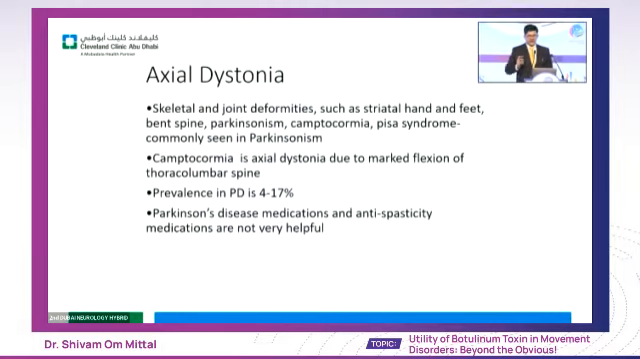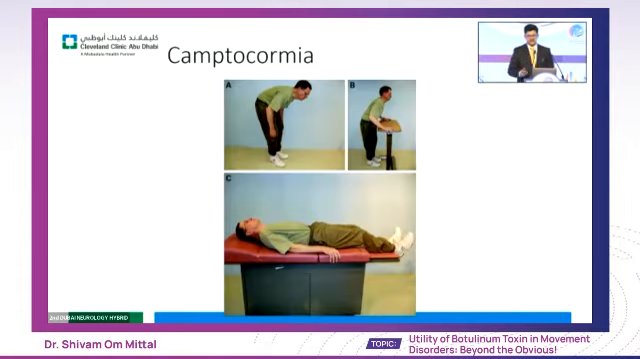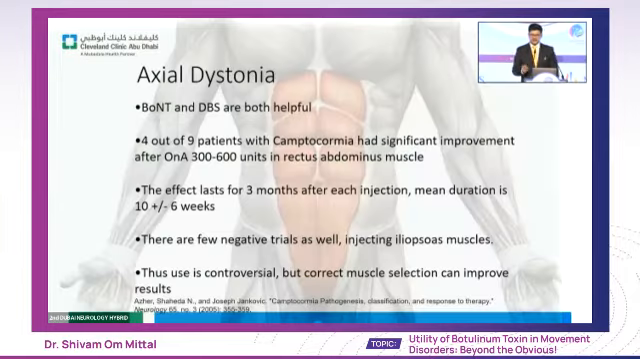Moving forward, axial dystonia, not a very obvious condition. Patients can have bending forward like camptocormia or Pisa syndrome, and this can be seen in Parkinson's and atypical Parkinson's conditions. This is what is typical of camptocormia. In these patients, the rectus abdominis muscle can be hyperactive, and that's why some studies have shown that when you do injections into the rectus abdominis muscle, it can help.